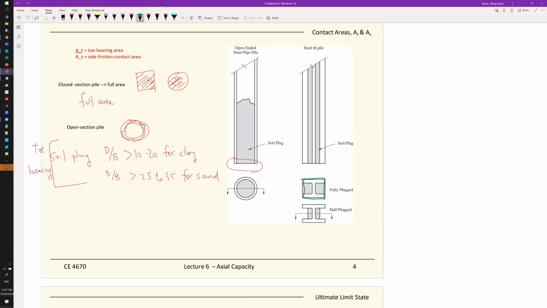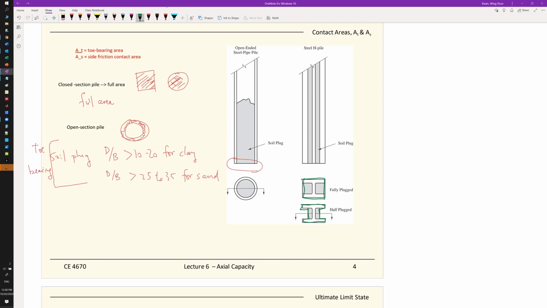But for side friction in a partially plugged or not plugged scenario, you may have a little bit more side contact area. So those are the different design scenarios you also need to think of for the area, and it highly depends on what you are trying to design for, or what kind of scenario you should consider. So you need to be very careful when you do your deep foundation design.